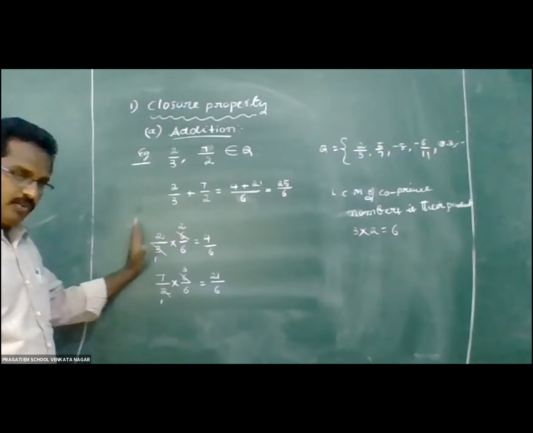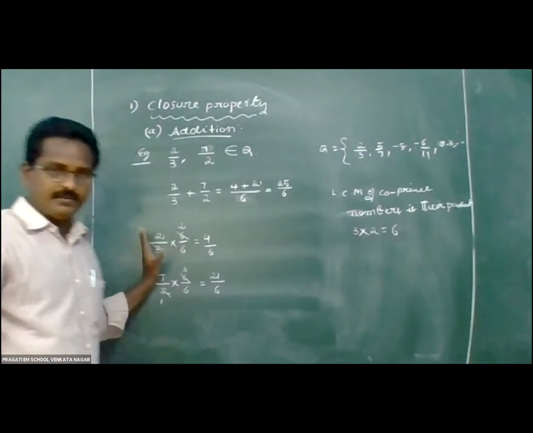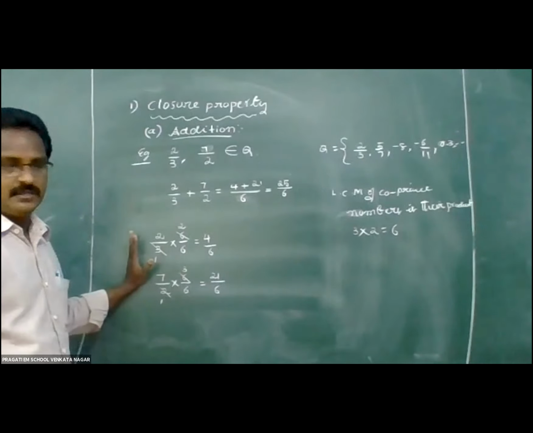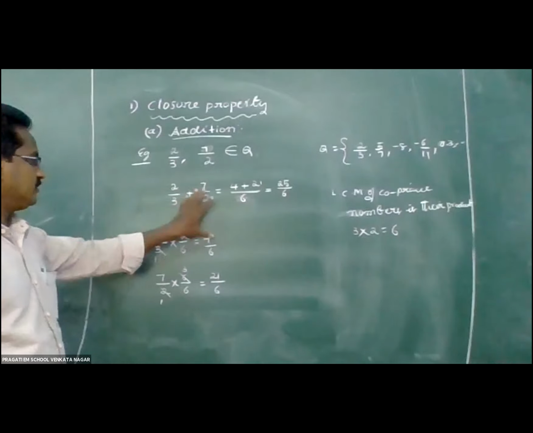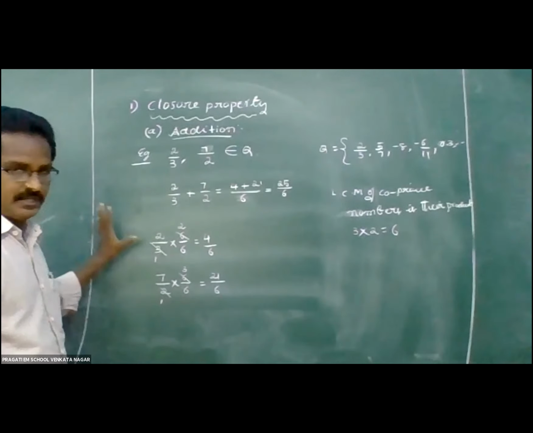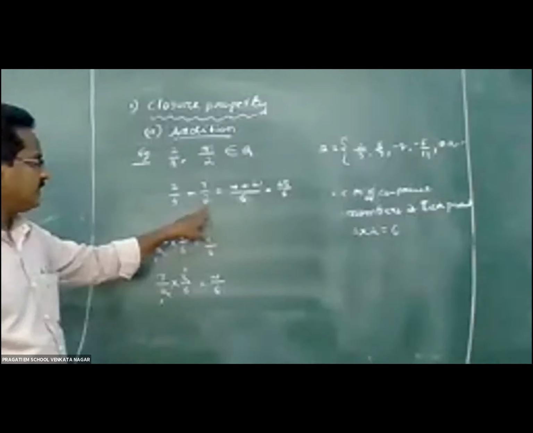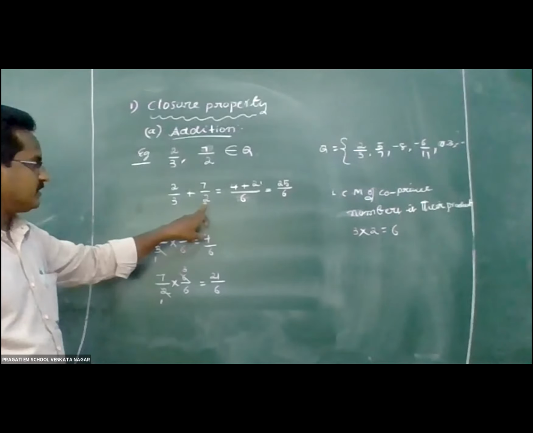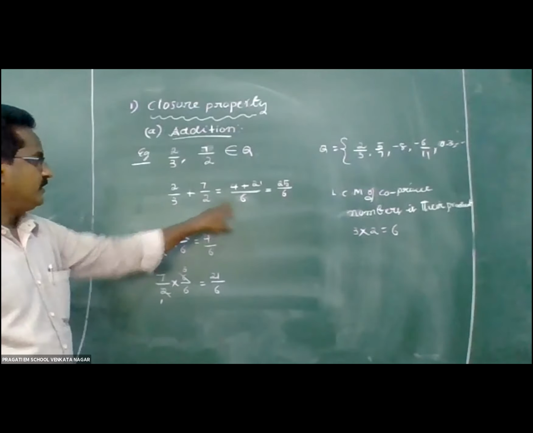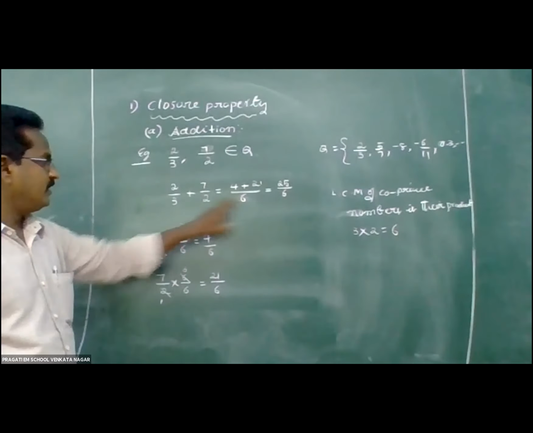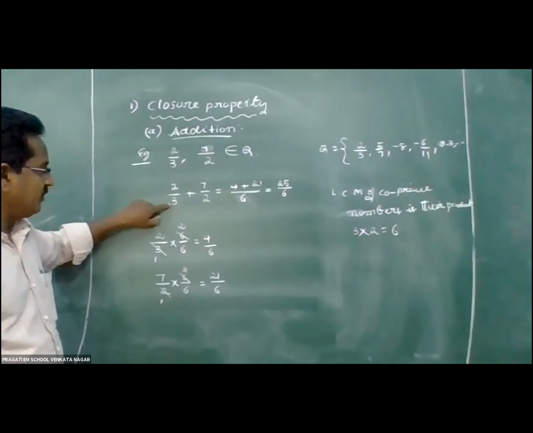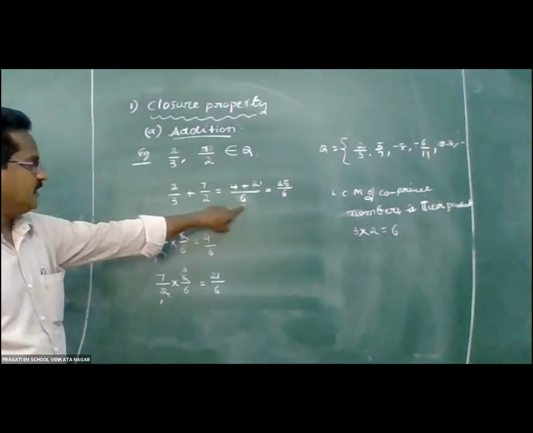Understood, children? You already know very well how to add these types of unlike fractions from lower classes. If you have any doubt, observe once again. Whenever the denominators are different, we find the LCM of the denominators, write the LCM as the denominator, and divide it by the first denominator: 3 goes 2 times.